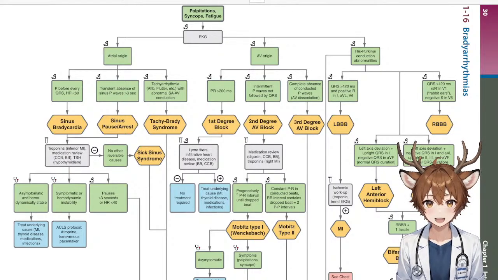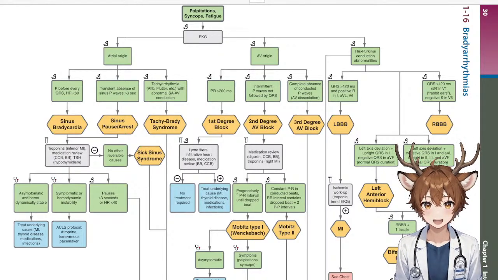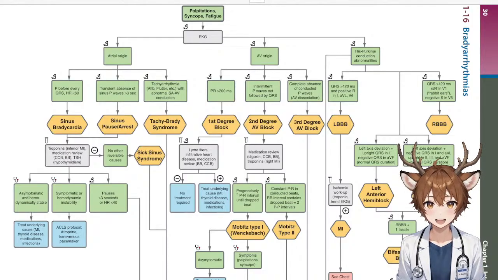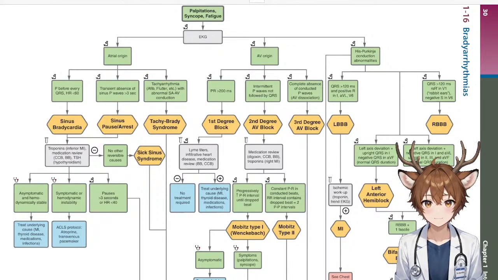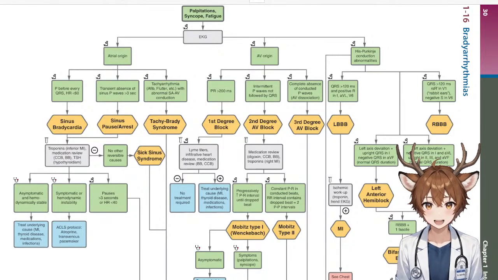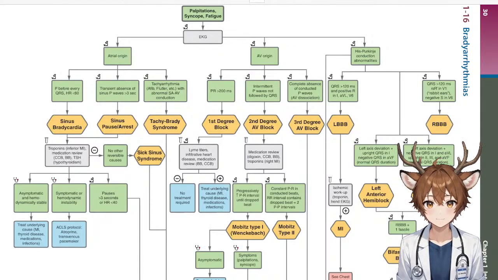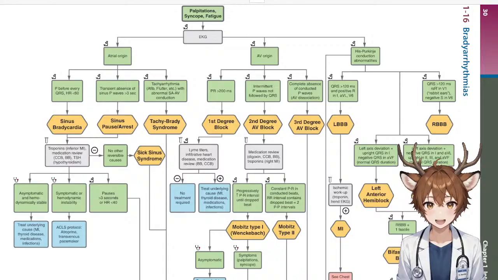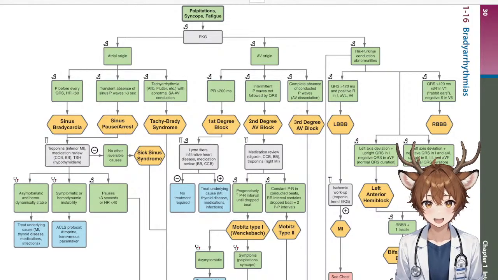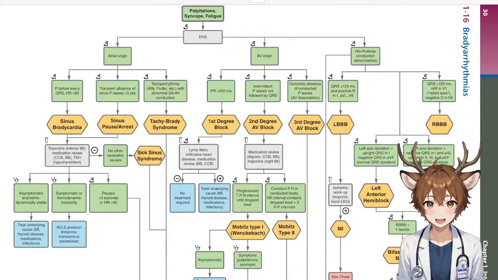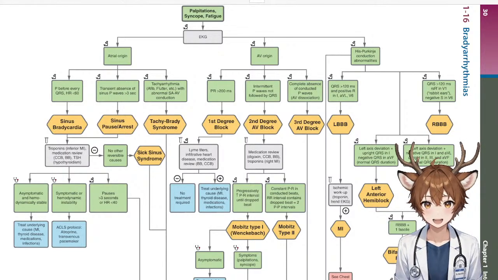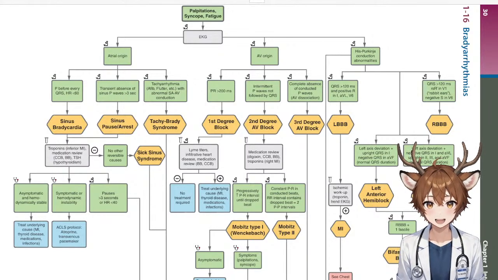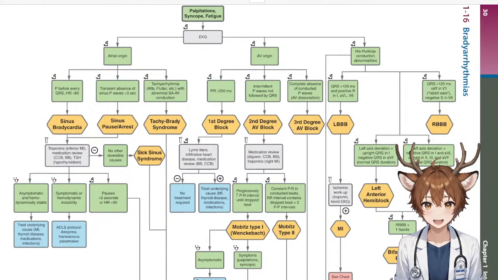What if you have this conduction abnormality, and let's say you have a left axis deviation plus an upright QRS in I and a negative QRS in aVF, with normal QRS duration? In that case, it's a left anterior hemiblock. And if you had a left axis deviation plus a negative QRS in I and aVL, upright in II, III, and aVF, with normal QRS duration, the answer would be a left posterior hemiblock.